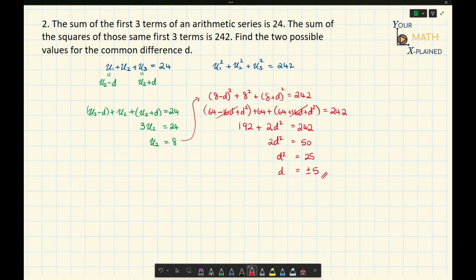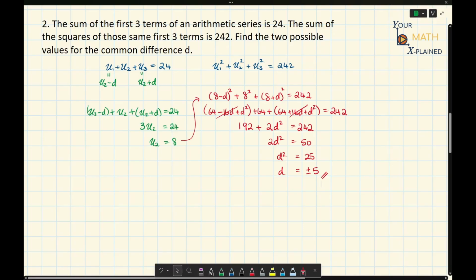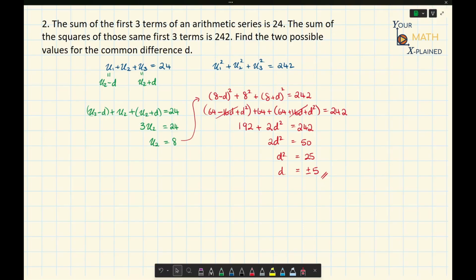So just a quick note here, we expressed everything in terms of our second term and the common difference d. But if you had actually gone and expressed everything in terms of the first term and the common difference d, you'll still end up with the same answer. The only thing is that you won't get this nice cancellation here in the middle, so you're just going to have to work with a quadratic equation that's a little bit more difficult to solve.